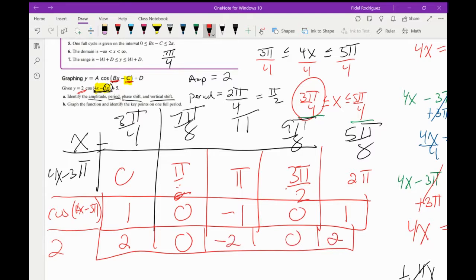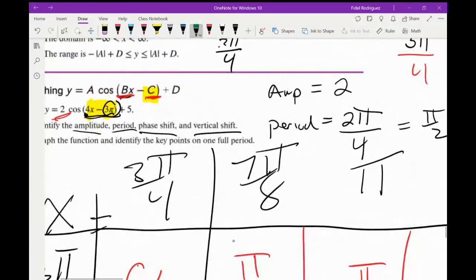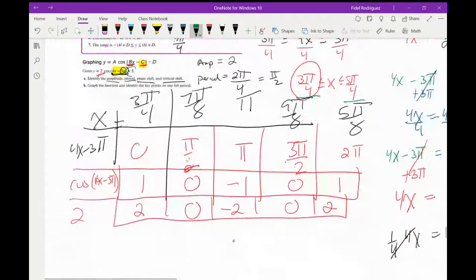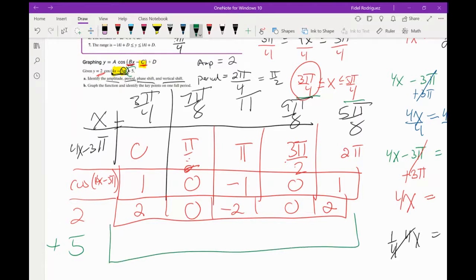Now, we're almost done. What do we have at the very end here? All we're going to do now, y'all, is add 5. So we're going to take each of these numbers that we have here, and we're going to add 5 to each of them. 2 plus 5? 7. 0 plus 5? 5. Negative 2 plus 5? 0 plus 5? 2 plus 5? Boom.